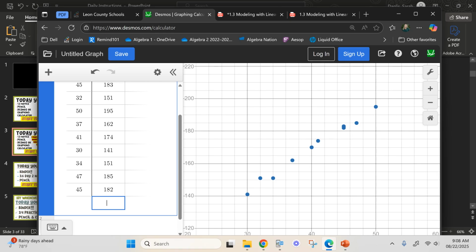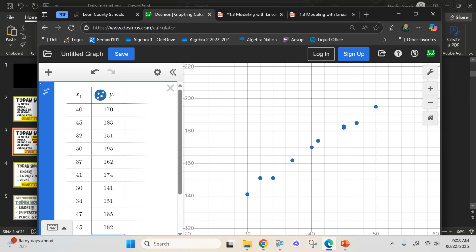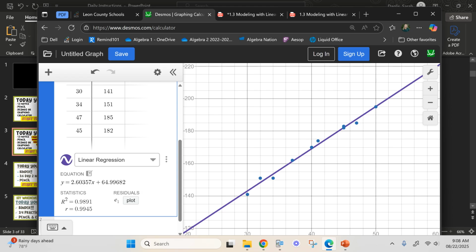Scroll up if you have to on your table. At the top next to X1, Y1, you should see a little line with some dots on it. Click it. Does anybody not have that feature? Okay. So look, linear regression. It's given me the equation 2.6x plus, we'll call it 65.